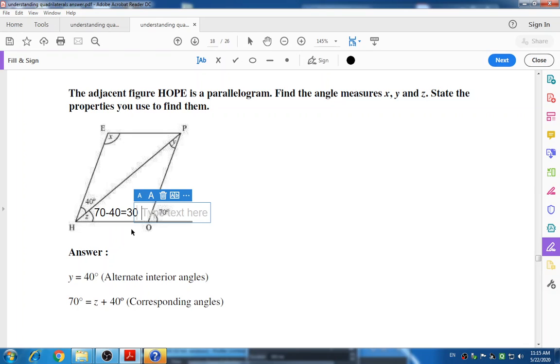So X plus Z plus 40 is equal to 180 degrees because of adjacent pair of angles. So we get X plus 70 degrees is equal to 180 degrees, where we get X is 110. Look at here, like this, 110.